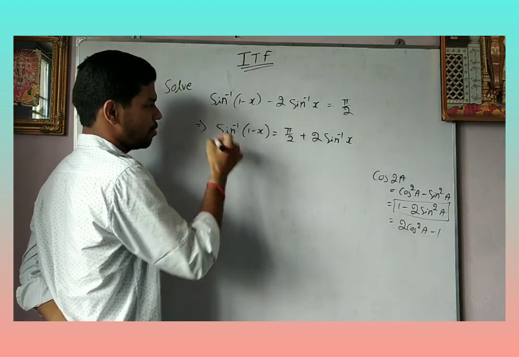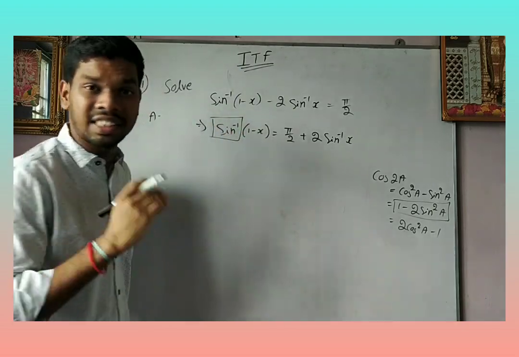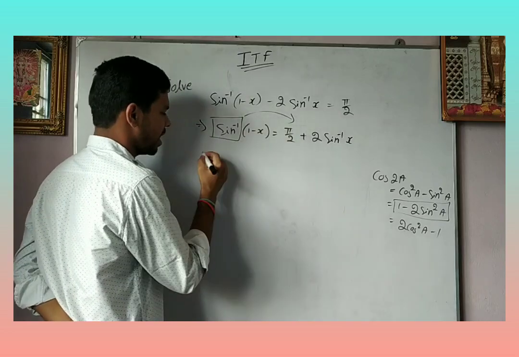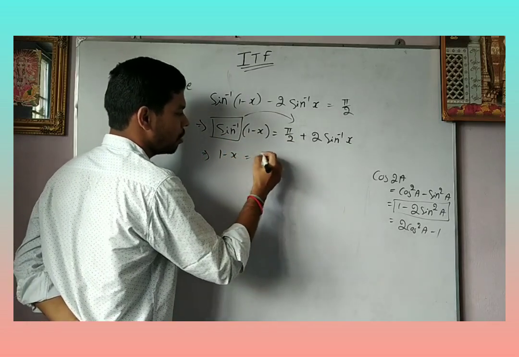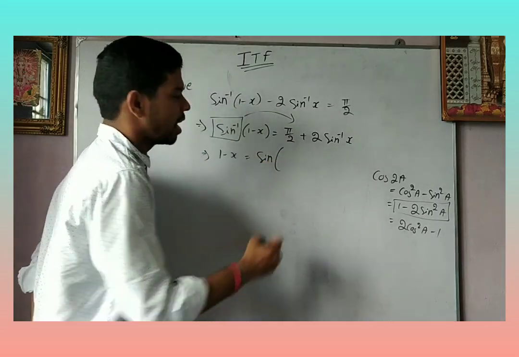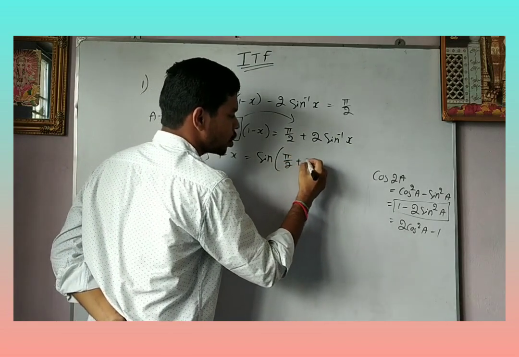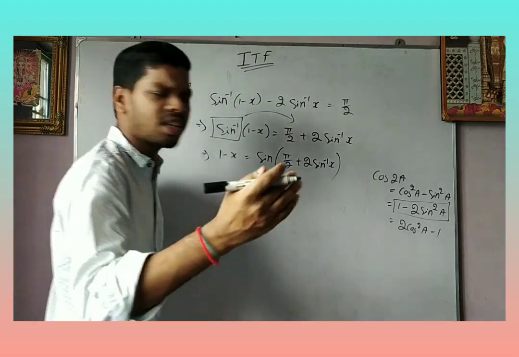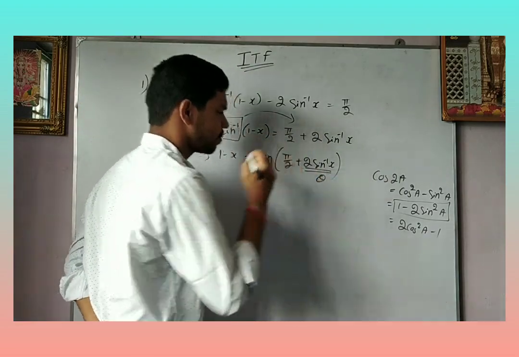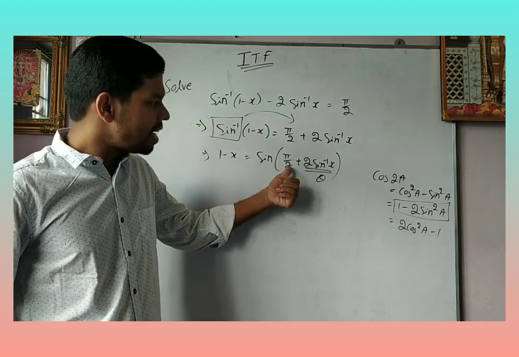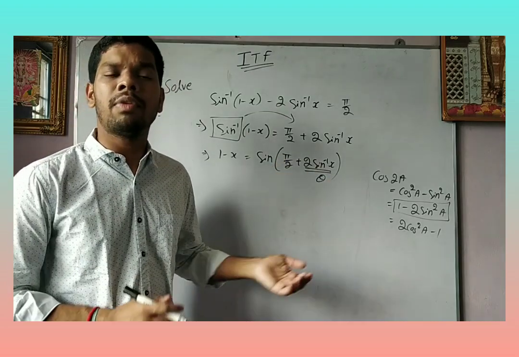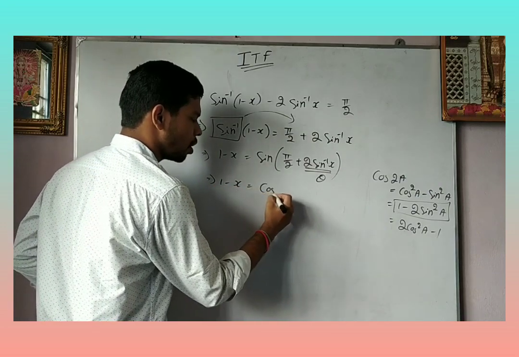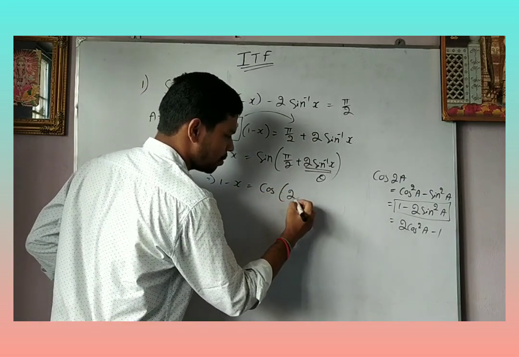Now, second step, take this function sin inverse to the right hand side. Now, 1 minus x is equal to sin of (pi by 2 plus 2 times sin inverse x). Let us consider this is our theta. It is sin (90 plus theta). And what is the formula of sin (90 plus theta)? Cos theta.